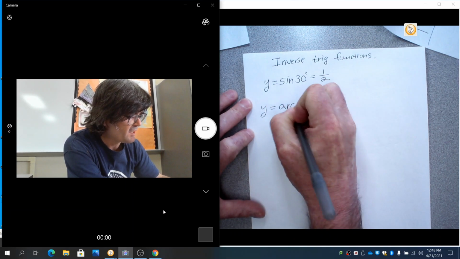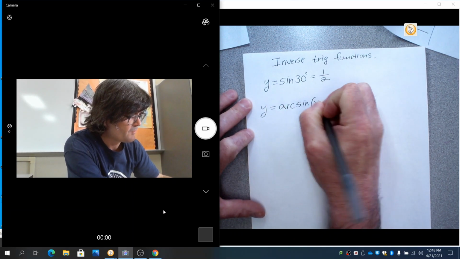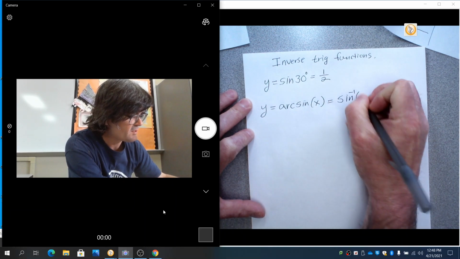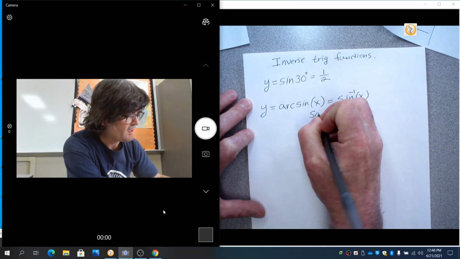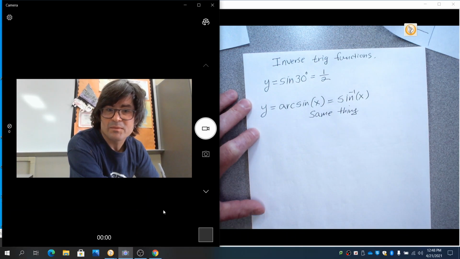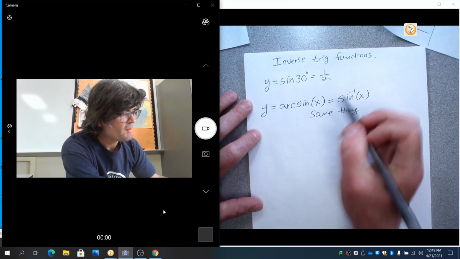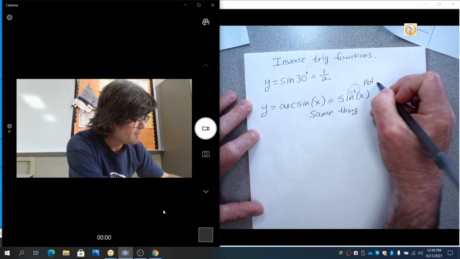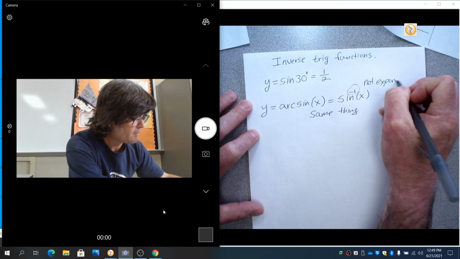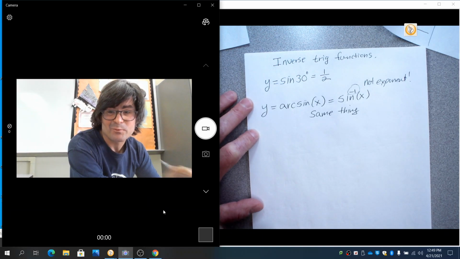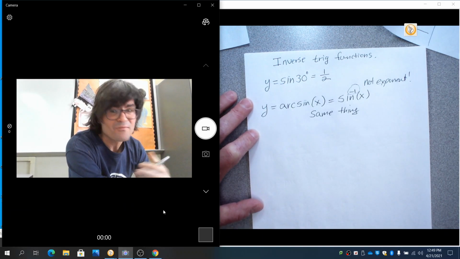Sometimes you see arc sine of x, and sometimes you see sine with a little -1 of x. These are the same thing. That is confusing. I don't know why they have two different notations, but they do. Also, this -1 is not an exponent. It is a little inverse sign. Another mistake people make is they think that's sine to the -1. That's false. It just means inverse sine.